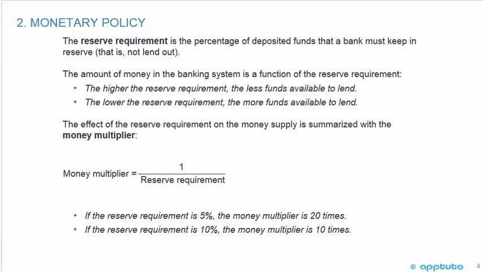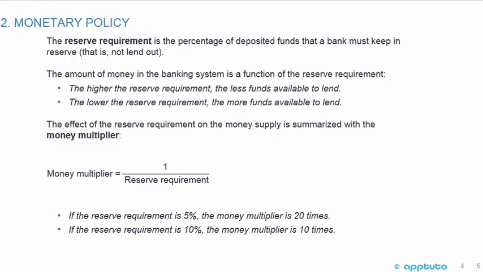And so the money multiplier is easy to understand. It's just 1 divided by the reserve requirement. So if the reserve requirement is 5%, the money multiplier is 20 times. If the reserve requirement is 10%, the money multiplier is 10 times. So you can see the higher the reserve requirement, the less funds available to lend, because the money multiplier at 10% is 10 times, where at 5%, the money multiplier is 20 times. So the lower the reserve requirement, the more funds available to lend.